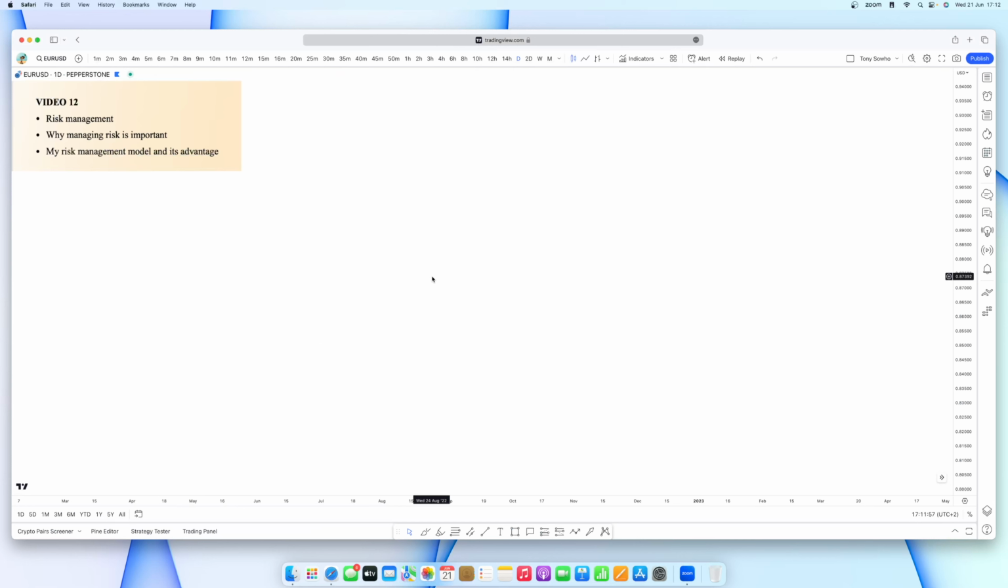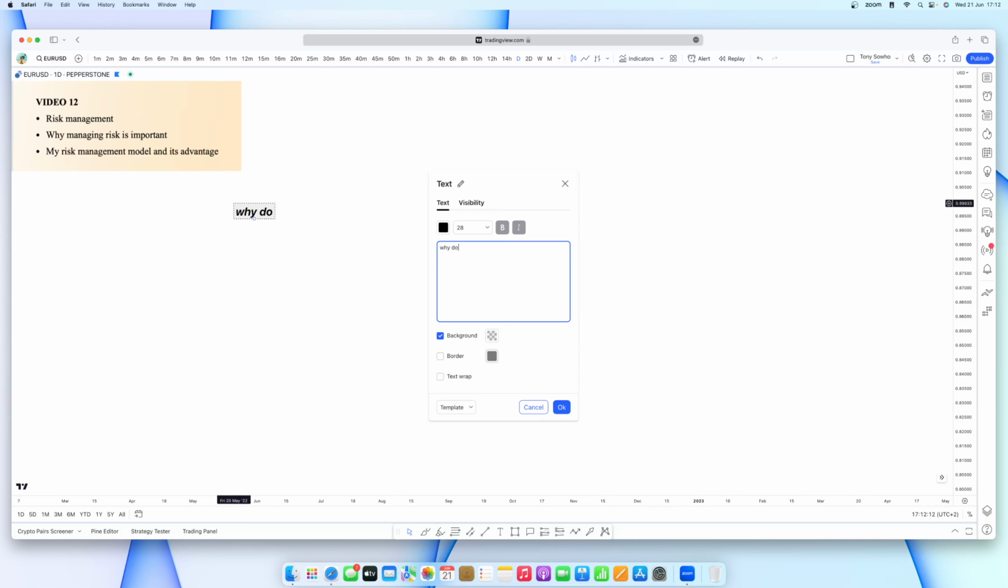And from the definition already, you can see answering question number 2, why managing risk is important. So why do you think we need to manage our risk? So let's go. Why do we need to manage our risk? Okay, let's go. Number 1, uncertainty of price direction.